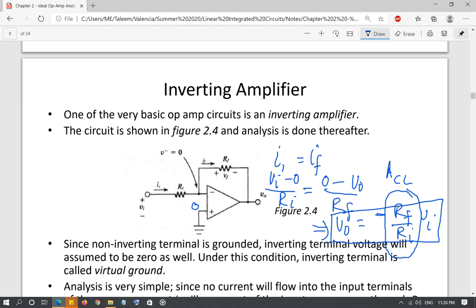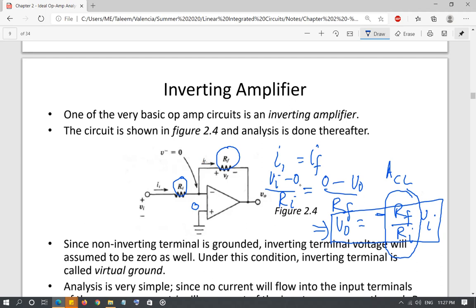So you can set the gain to any value based on the value of the feedback resistor. This is called the feedback loop, and this is the input resistor, or the resistor R1, whatever you want to call it. This is the feedback resistor RF, and this is R input or R1. So the ratio between RF and R input is the gain, the closed loop gain of the amplifier.